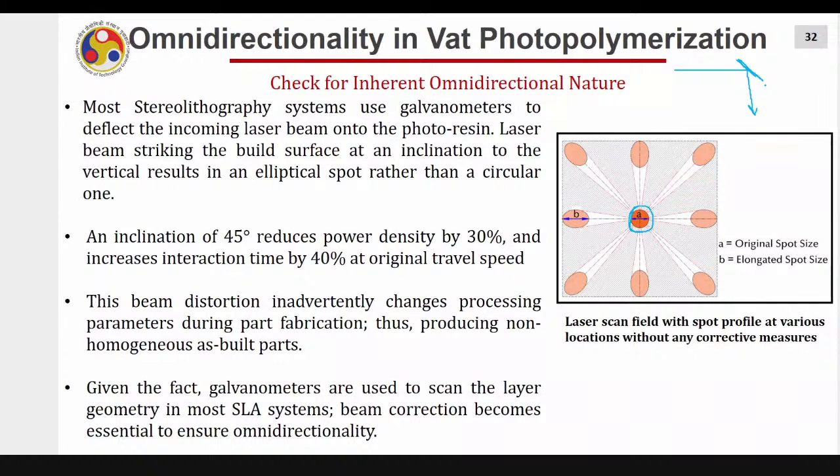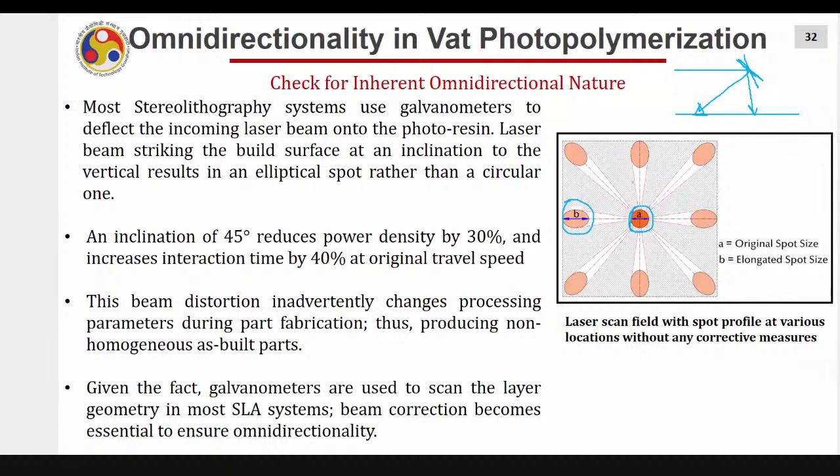But if I deflect it away, and this is my bed, what will happen? The circular beam cross section on the bed will not be circular, it will be elliptical. And I'll tell you, an inclination of 45 degrees reduces the power density by 30% and increases interaction time by 40% at original travel speed. So this beam distortion inadvertently changes the processing parameters during fabrication, thus producing a non-homogeneous part build.